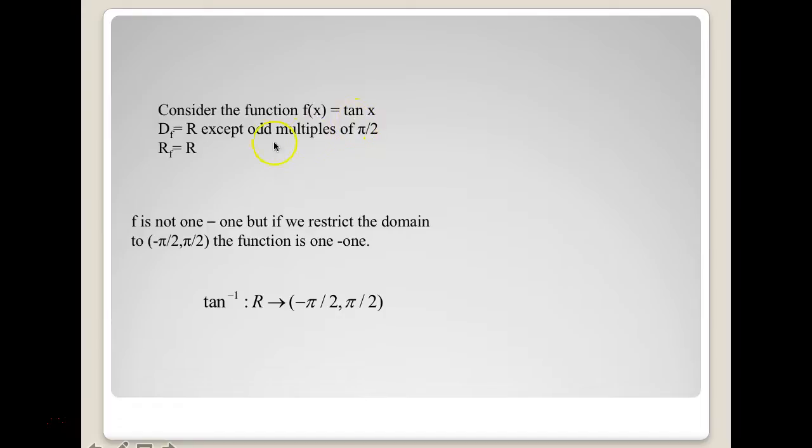Coming to tan x, the domain of tan x is the set of real numbers except odd multiples of pi/2, because tan pi/2 is infinity, tan 3π/2 is infinity, and so on. The range of tan is the set of real numbers. Again, the function tan x is not 1 to 1, but if we restrict the domain to the open interval -π/2 to pi/2, the function is 1 to 1. So for tan inverse, the domain would be R, which is the range of tan, and the range of tan inverse would be the open interval -π/2 to pi/2.